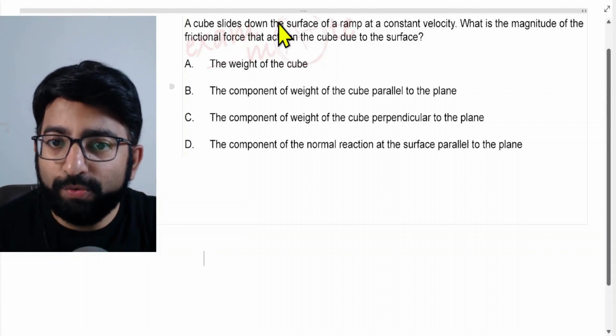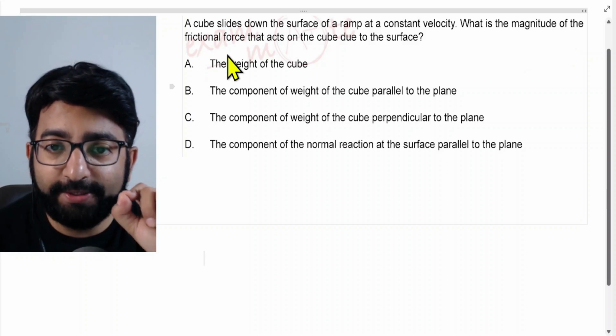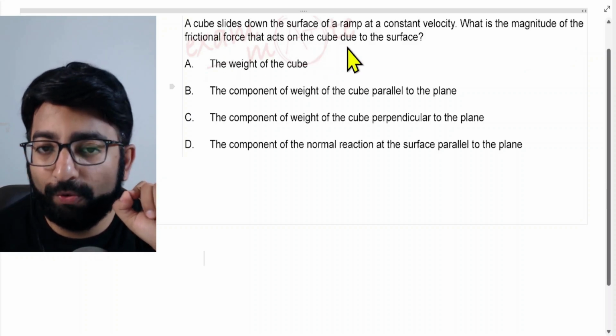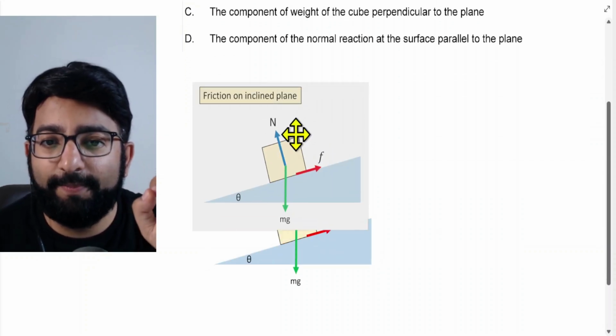A cube slides down the surface of a ramp at constant velocity. What is the magnitude of the frictional force that acts on the cube due to the surface? To do this, let's quickly revise friction on an inclined plane.